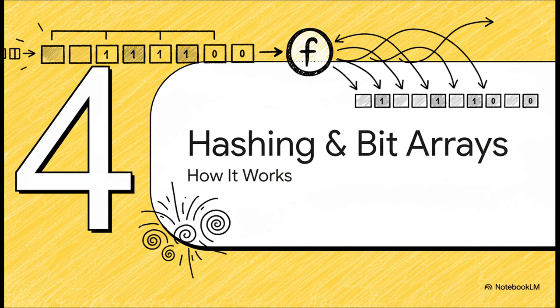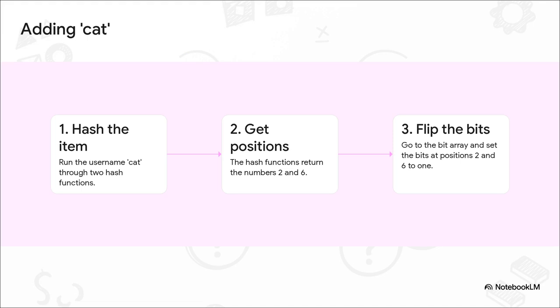Okay, let's pop the hood and see how a Bloom filter actually works. It's surprisingly simple, really. It just involves 2 core things, a bit array and a few hash functions. All right, so picture a long strip of bits, just a bunch of zeros in a row. This is our bit array.